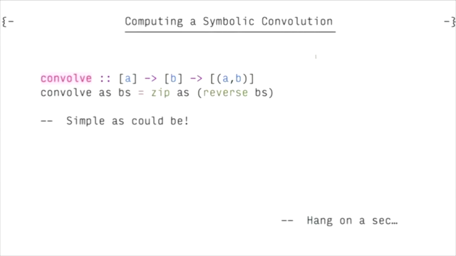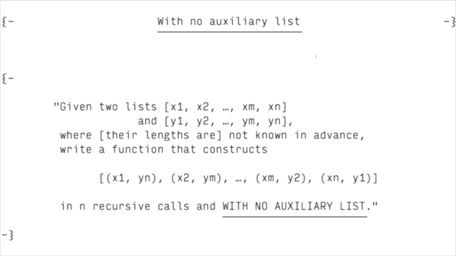But there's another piece of the challenge problem that makes it a little bit more of a challenge problem, I would say. So we're given these two lists, and their lengths aren't known in advance, and we want to write a function that constructs this symbolic convolution in n recursive calls, that is to say with not spinning around forever, and with no auxiliary list.